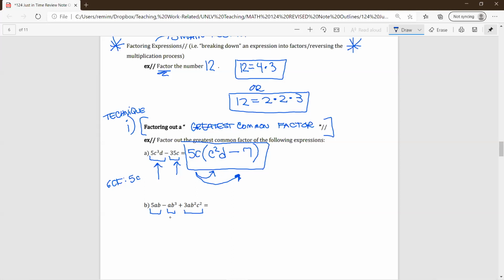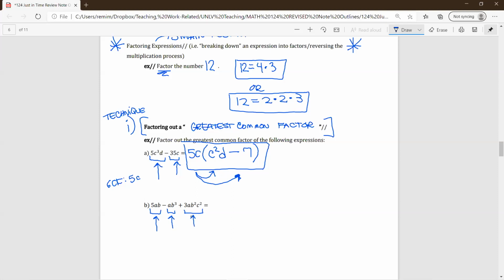The second term, the coefficient is -1. There's really kind of like an imaginary 1 in there. And then for the third term, the coefficient is the number 3. Well, if you think of 5 and 1 and 3, they don't have anything that they're all divisible by. So that part is done. So now let's move on to the variable part. The variable part here is, for the first term, ab. The second term, the variable is ab cubed. And the third term, we have ab squared c squared.